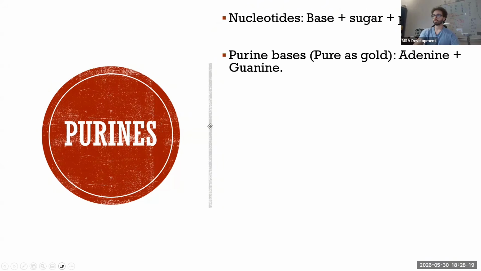The purine bases, they are pure as gold. We have adenine and guanine. You guys know this. There is a new one that we will talk about, which is inosine. Inosine is basically the baby form. It will then turn into adenine and guanine. Okay? Just keep that in mind.